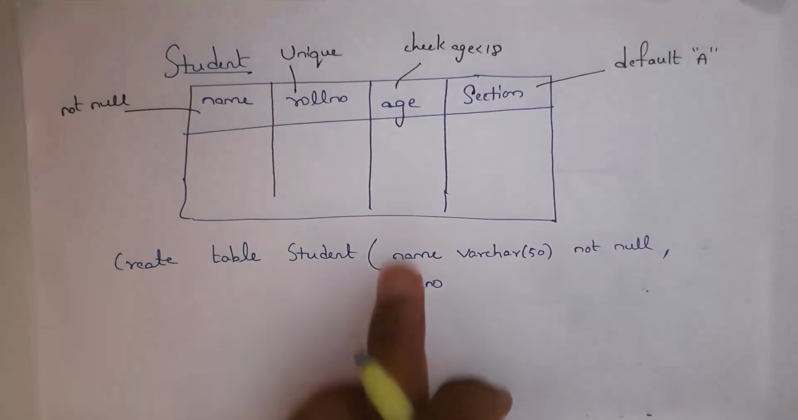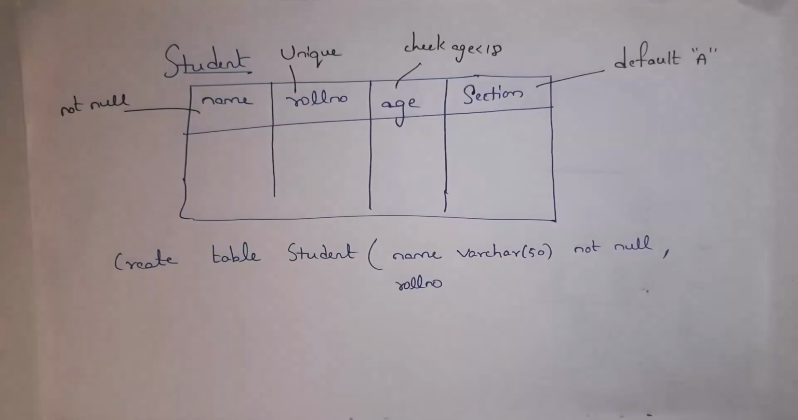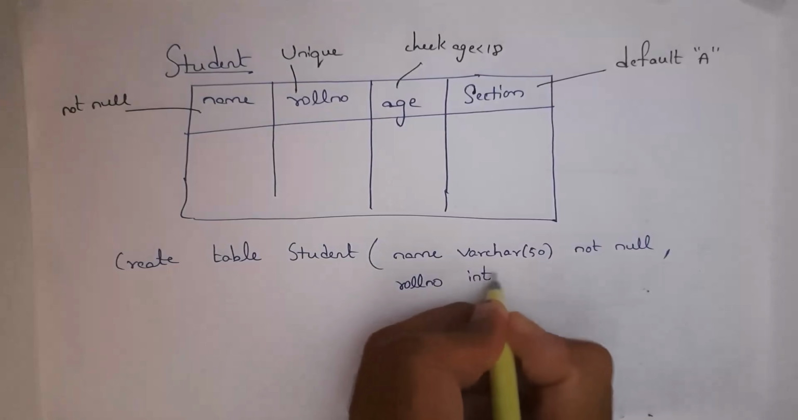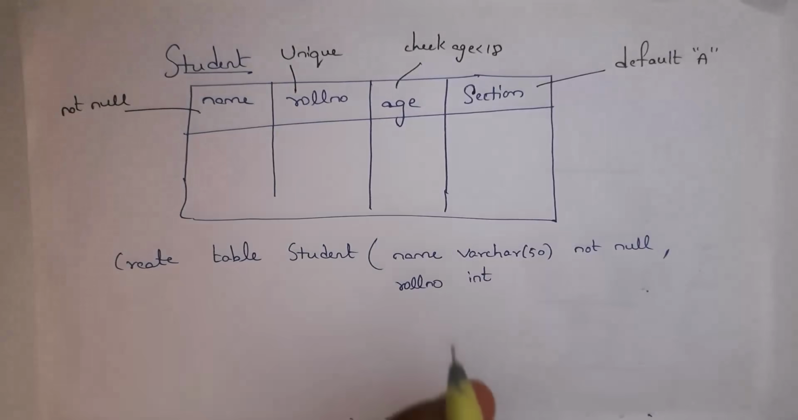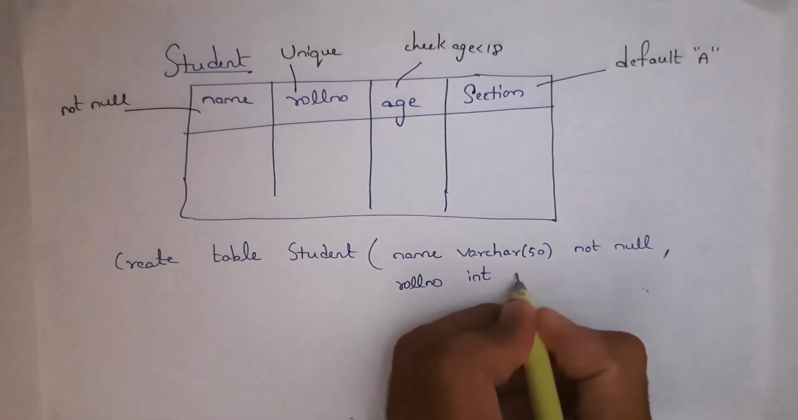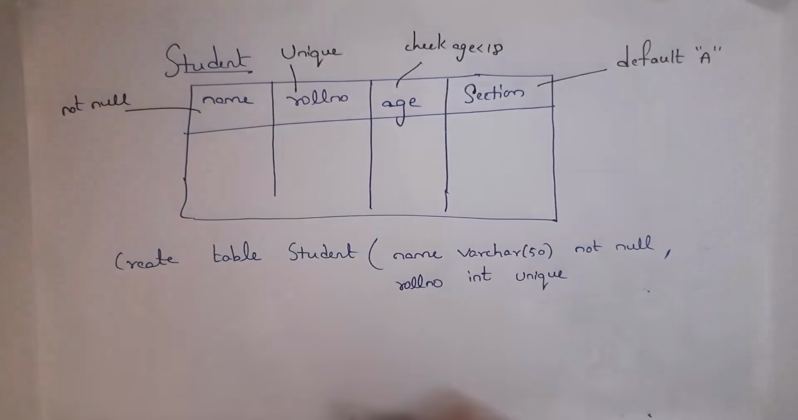Comma, next column is rule number. So I written here rule number. I want to give rule numbers like 1 and so on. All are integer data types. So I will give data type that is int and I will apply unique constraint to this rule number column. So after writing data type, just write here unique. All are small letters. Comma, next column is age.